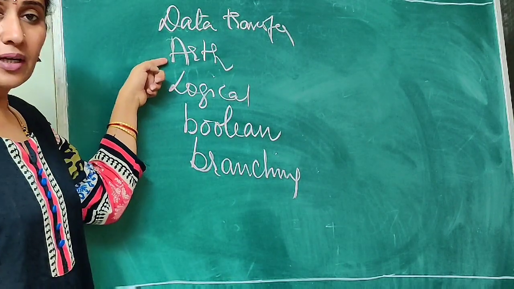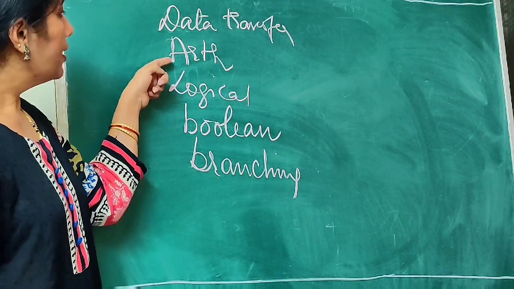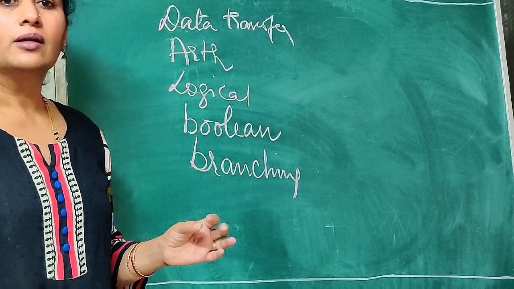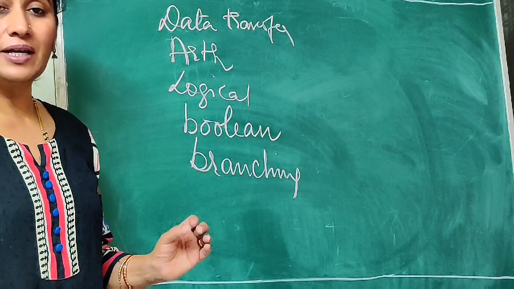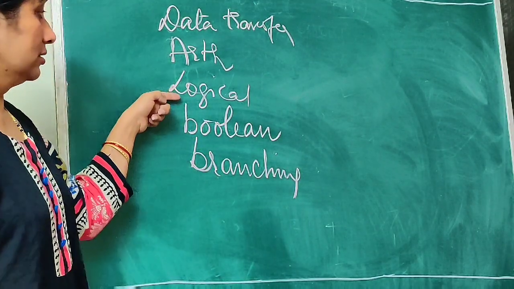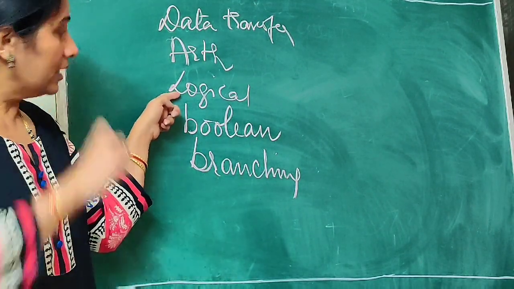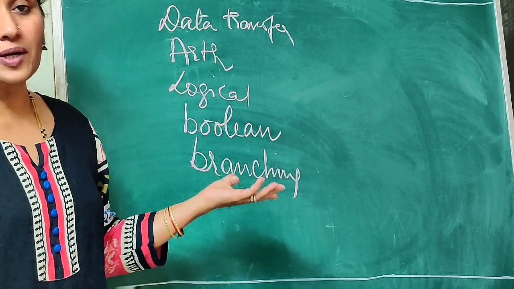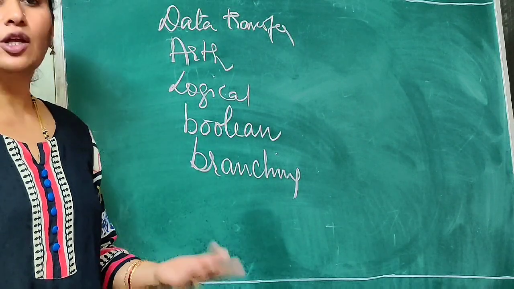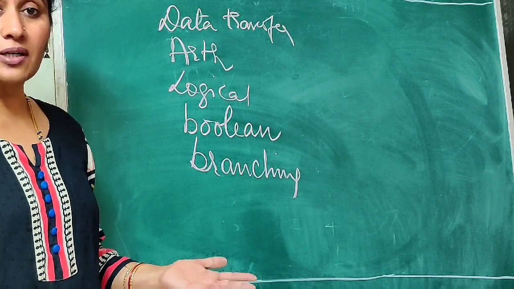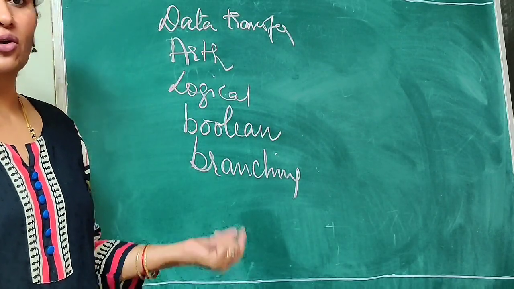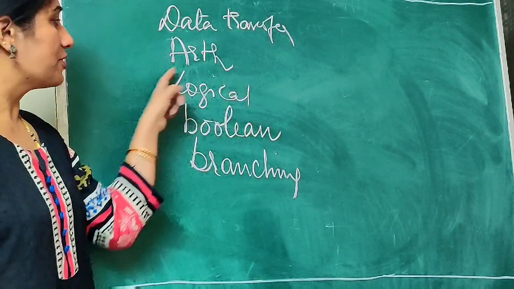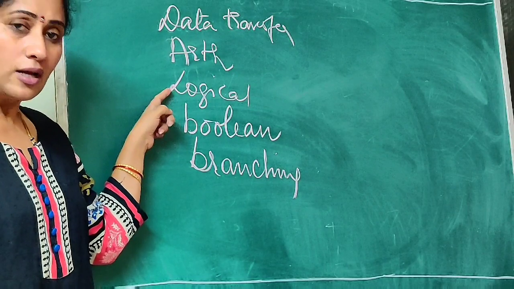Next one, arithmetic instructions or arithmetic group, wherein it is going to perform the basic arithmetic operations, like addition, subtraction, multiplication, division, incrementing, decrementing. And the logical group, this particular group of instructions is going to perform the logical operations, like the AND operation, the OR operation, the NOT operation, the XOR operation, rotation from the right or rotation from the left through carry or without carry. Such type of functions are going to be performed by the logical group.